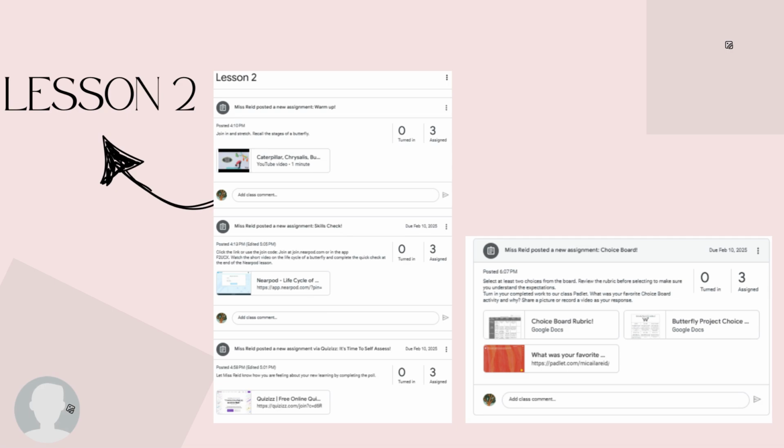They also need to review the choice board rubric before beginning so they know the expectations for the choice board and submitting their final responses to the classroom Padlet. And so the last part of this lesson is for them to answer what was their favorite choice and why, and they submit that to the class Padlet.